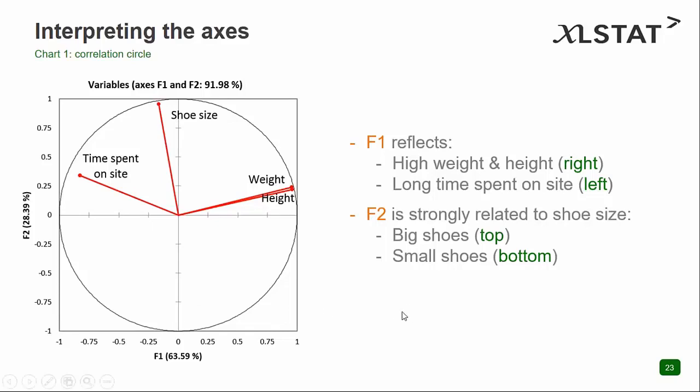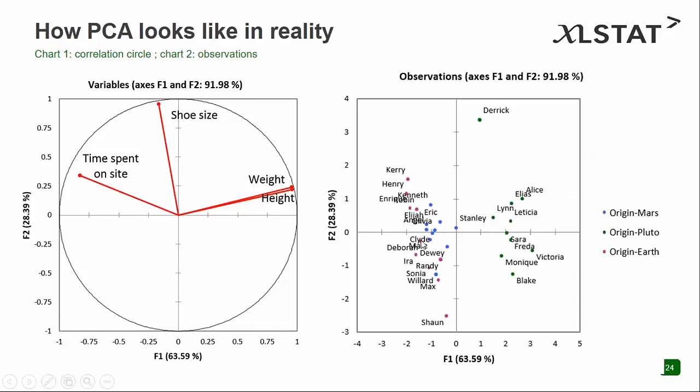Starting from this interpretation of the axes, we are going to add the individuals, or the customers, using the observations chart, which is also part of the XLSTAT report. Here again, in the observations chart, the horizontal axis is F1 and the vertical axis is F2. We have our observations, our clients, who are projected on this plan. We're going to take back our interpretation of the axes and the links between the variables. To the right, we have the individuals who are linked to a high weight and a high height, but they spend less time on the website. And here we have individuals who spend more time on the site, but have lower weight and height.